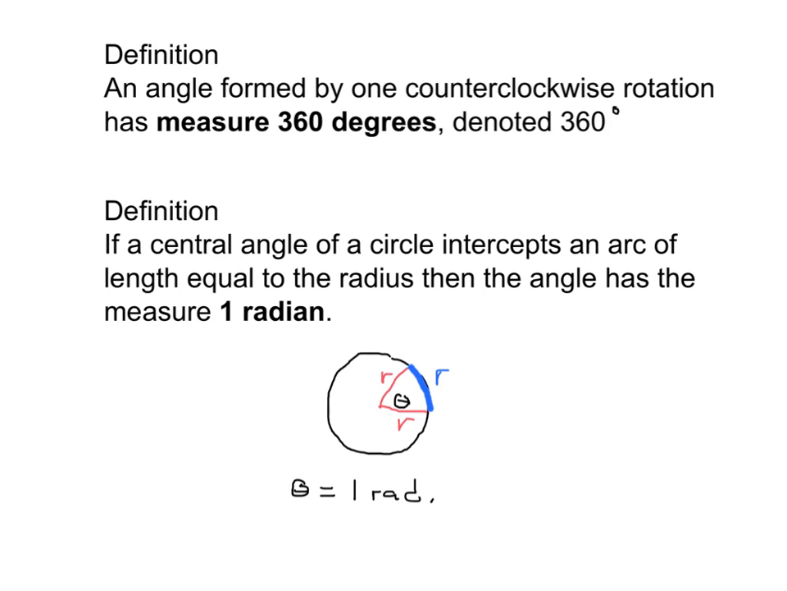So the definition we have for a radian: we have a central angle, which means the vertex of the angle is in the center of the circle. If a central angle intercepts an arc of length equal to the radius, then the angle has a measure of 1 radian. So when I look at this angle, my sides come off in that direction here and here, and it will cut a piece of the circle. If the length of that arc is the same length as the radius, then I would say theta has a measure of 1 radian.